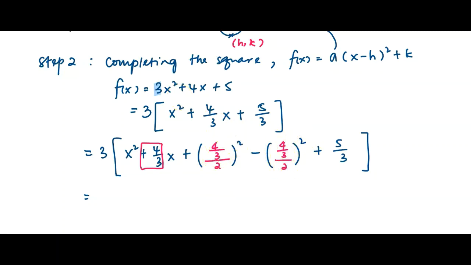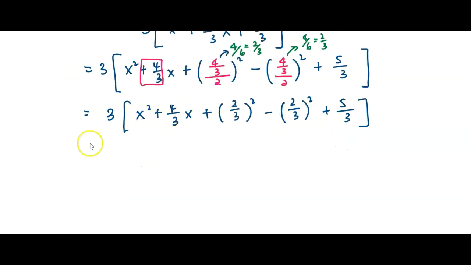And now you have a 4 over 6, which you simplify, and you will have 2 over 3. This also is the same: you will have a 4 over 6, and when you simplify, you will have 2 over 3. So now the expansion will become like this.